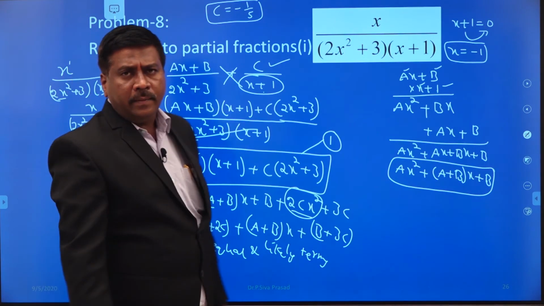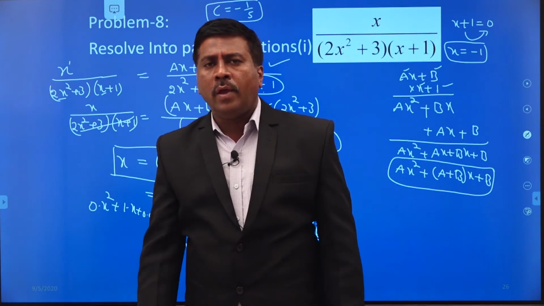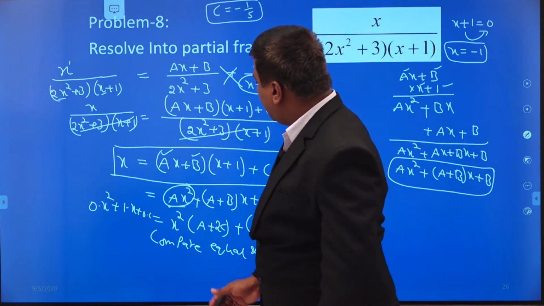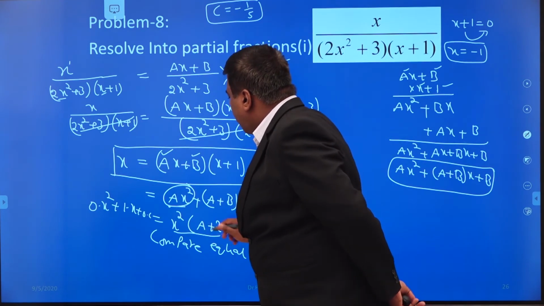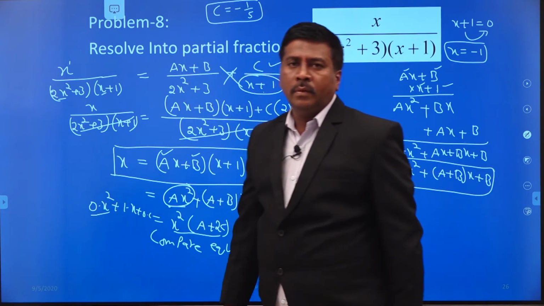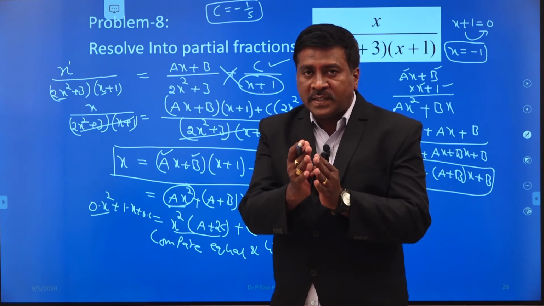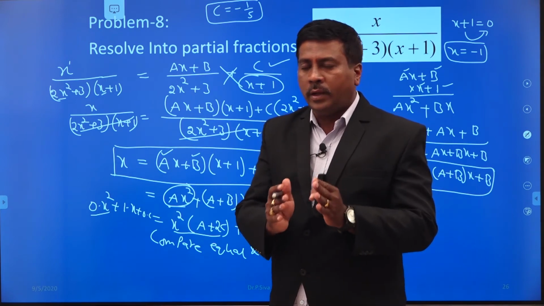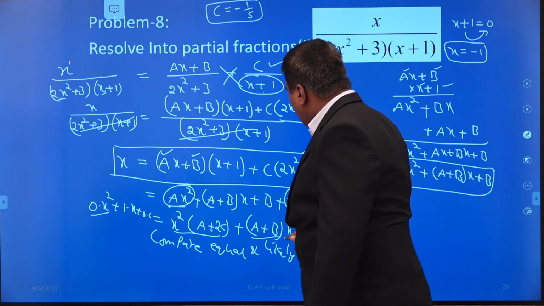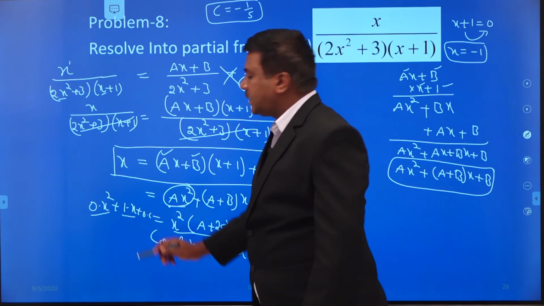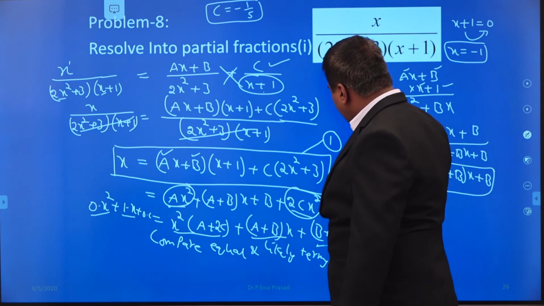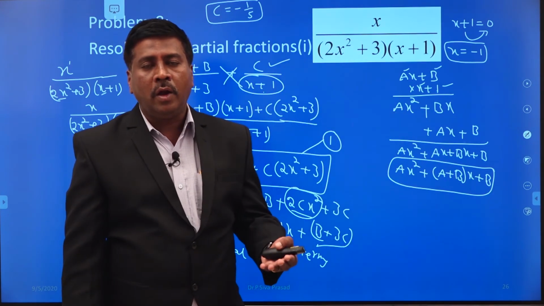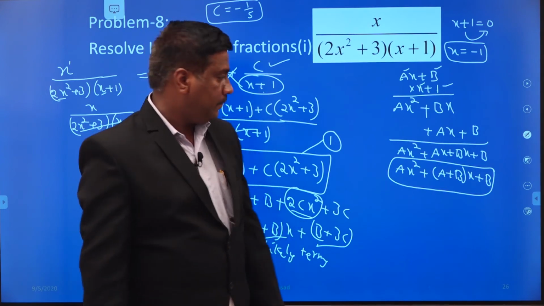What is meant by this? This is a new technique. Here we have to find the values for A, B and C. Equally likely terms means the x square term here and the x square term there have to be mapped. Whatever the coefficients are, we have to equate them. Also the x terms are equated with the x terms, and the constant terms with the constant terms. This is another technique while finding the values for A, B and C.